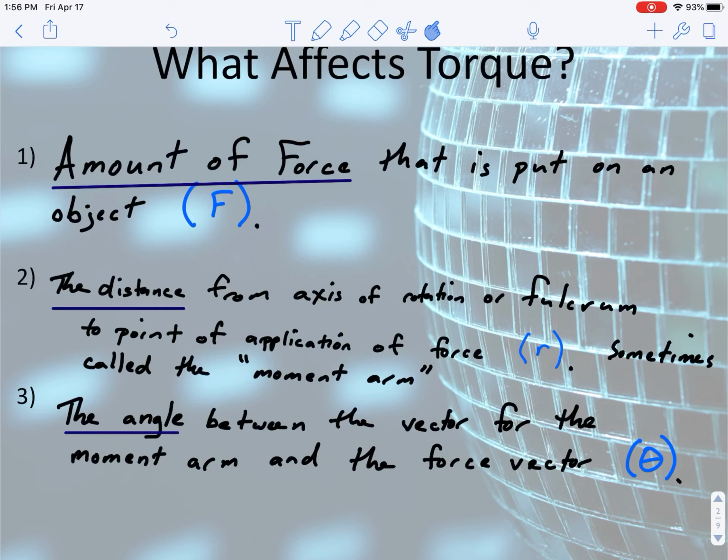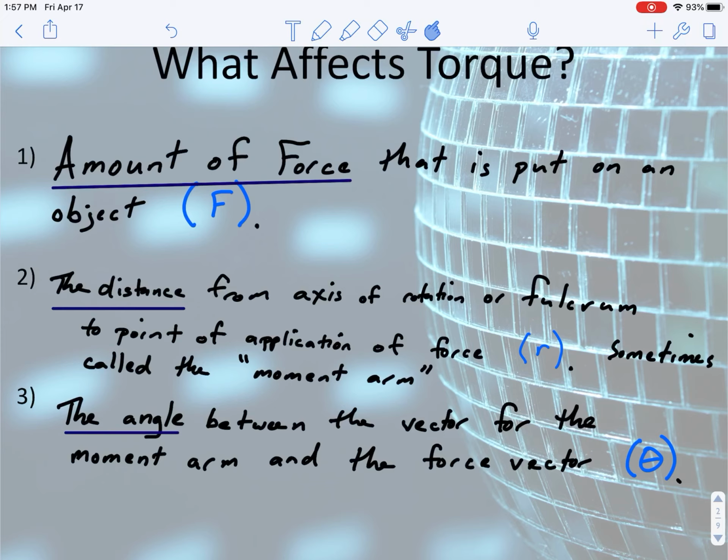First of all, amount of force. How much push or pull is coming from some external effect. So in the case of me pushing the door, the force that my hand applied to the door is going to be the force. But we could get forces from friction, we can get forces from tension, we can get forces from normal forces, gravity can cause things to rotate. All of the forces that we've talked about in the past might be putting a force on an object and causing it to rotate about an axis.